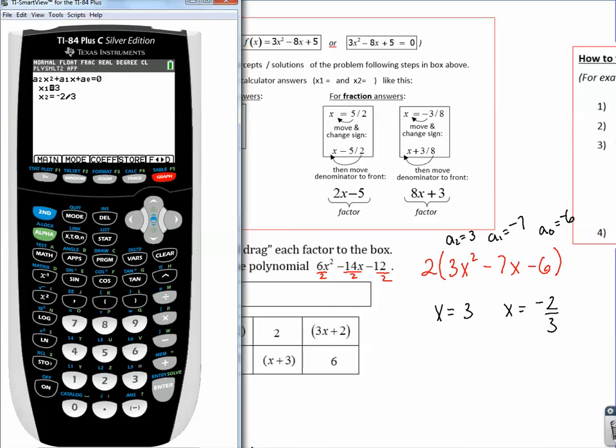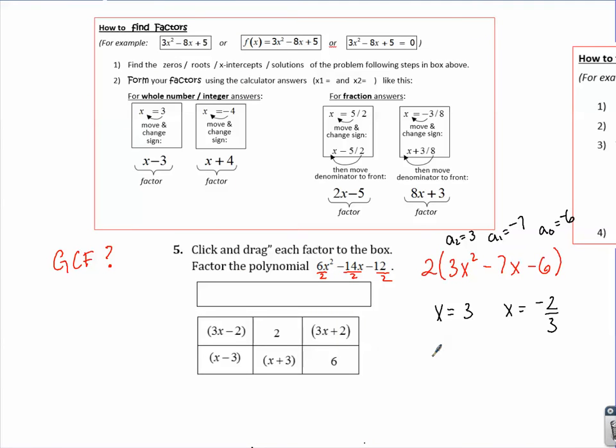So those are my zeros, 3 and negative 2/3. Now let's write our factors. Switch sides and change the sign, so x minus 3 and x plus 2/3. Again, since I have a fraction, I'm going to move my denominator in front, and I know my factor is 3x plus 2. And this one is the same, x minus 3.